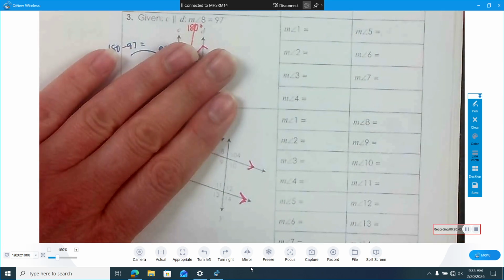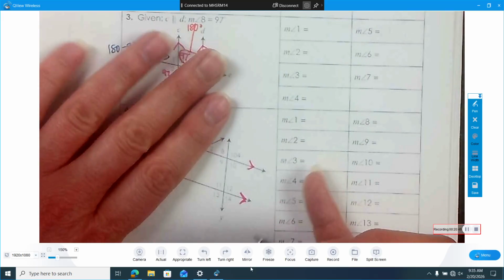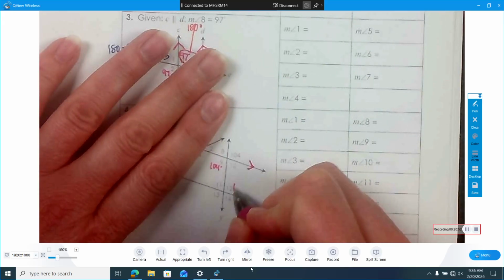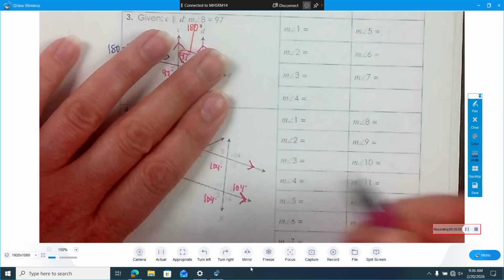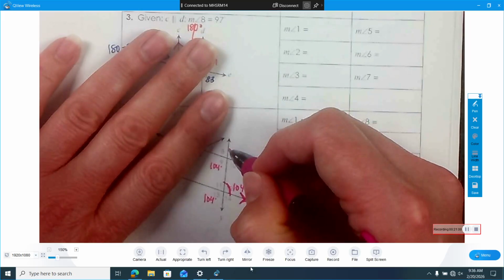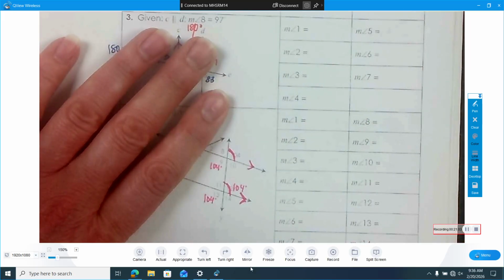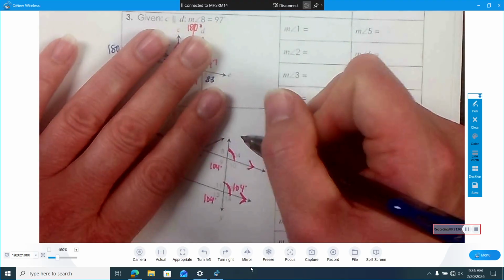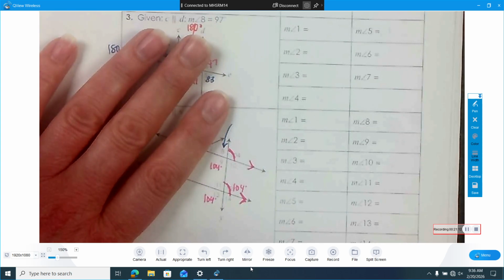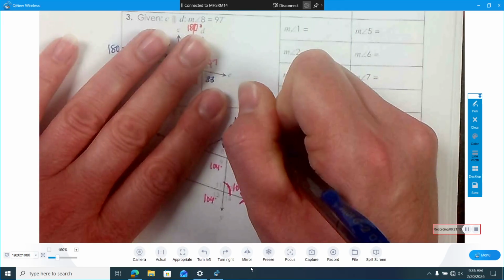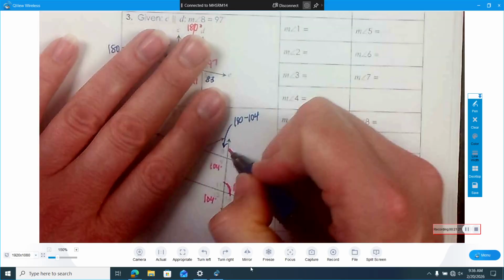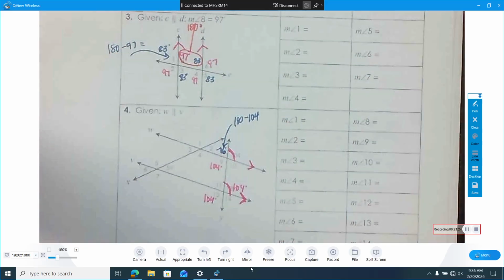Ladies and gentlemen, what other angles also are going to be 104 degrees? 9. What else? 12 and 13. Good. 104 and 104. Again, we have these corresponding angles that are always congruent. So those are nice to know. And then everything else by vertical angles. How are we going to figure out the measure of angle 8? Minus from 180. Yeah, so 180 minus 104 degrees is what? 76. So angle 8 is 76 degrees.